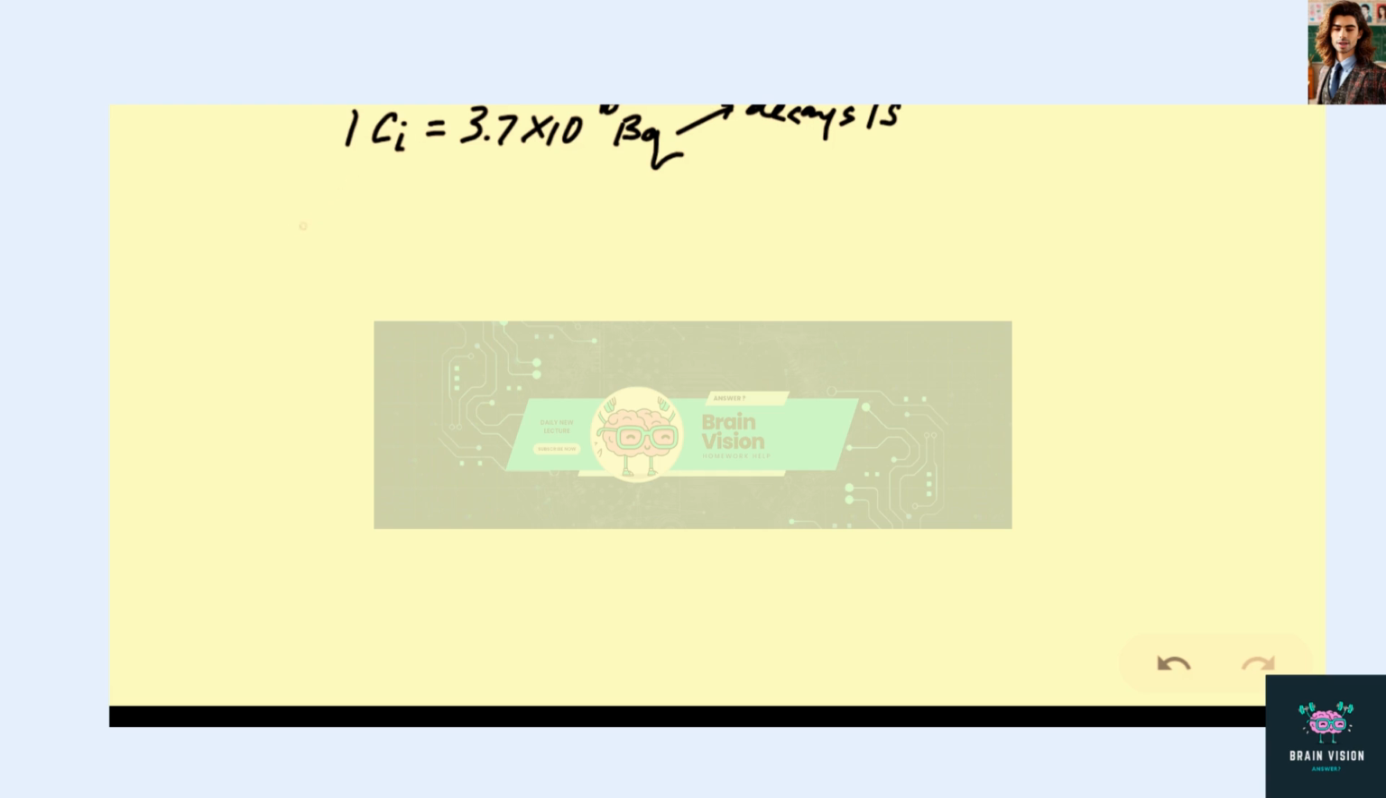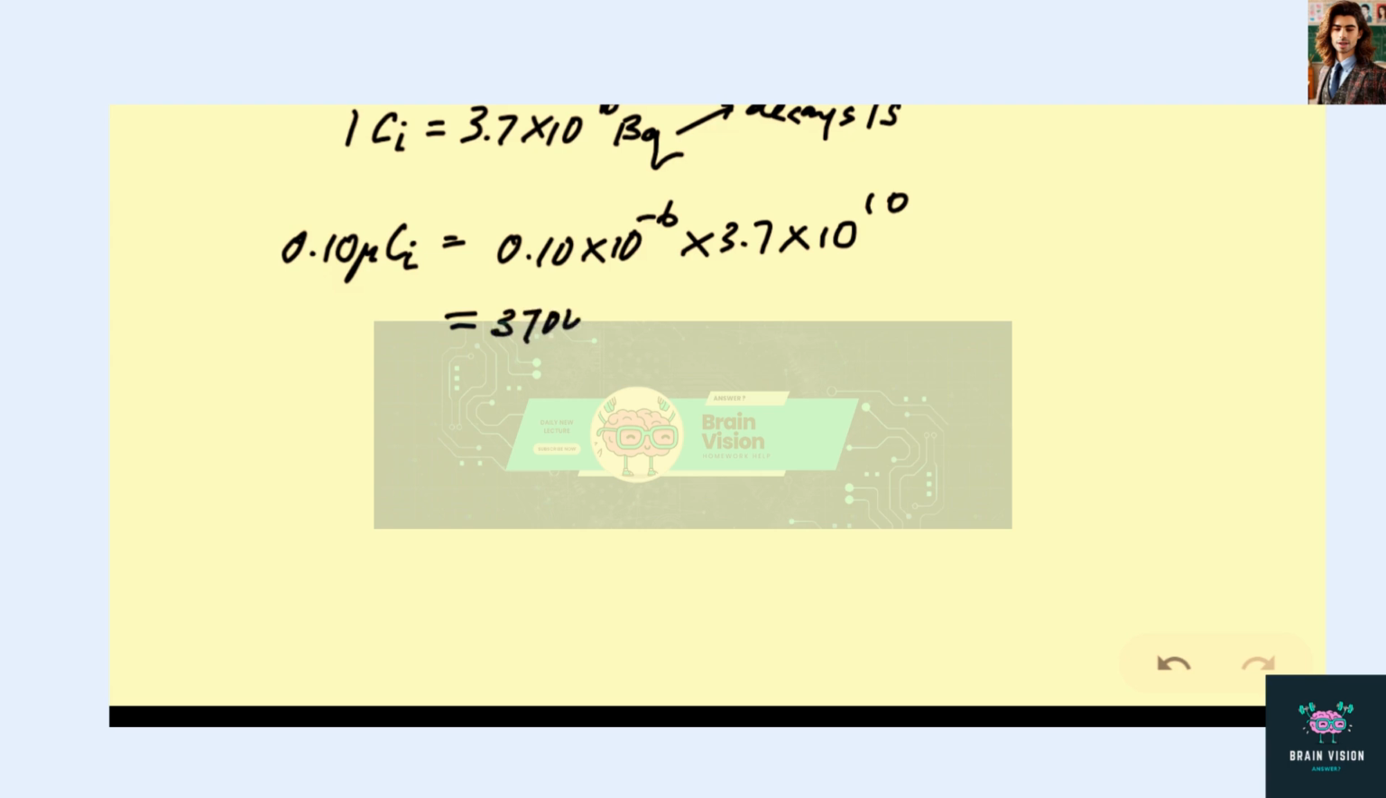Right, and so when we have 0.1 microcurie, this will be equivalent to taking 2.1 times 10 to the power minus 6 times 3.7 times 10 to the power of 10, which is equals to 3700 decays per second. Right, so this is the number of decays per second.